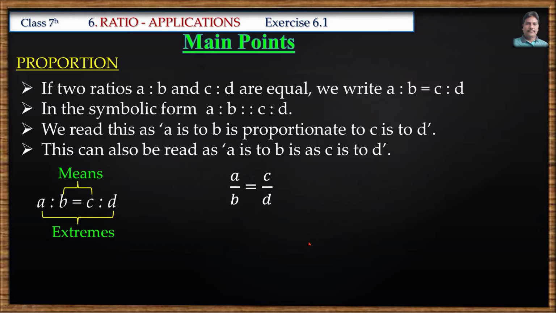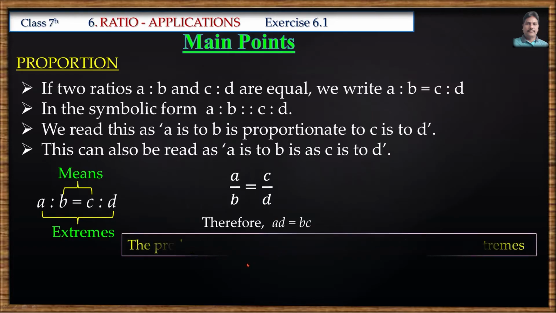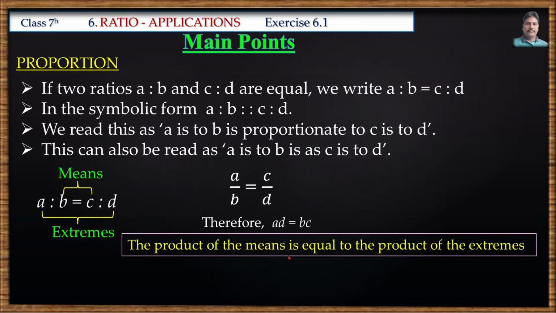If you take the cross multiplication, this will become AD is equal to BC. This denominator D multiplies this numerator A, and this denominator B multiplies the right side numerator C. It will become AD is equal to BC. That means, what are A and D? A and D are extremes, and B and C are means. Therefore, the product of means is equal to the product of the extremes.